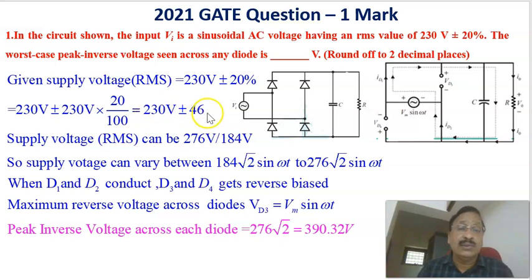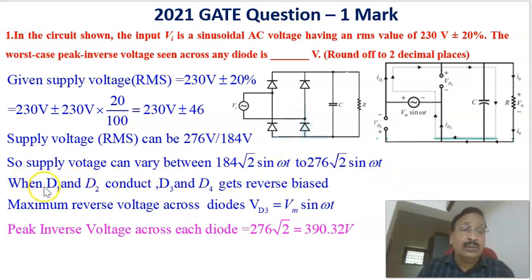Therefore, the RMS value of the input voltage will be varying, in the range 230 plus 46 and 230 minus 46. The RMS value can change from 276 volt to 184 volt, and the maximum magnitude can be multiplied by root 2. Therefore, 276 into root 2 or 184 into root 2. So the supply voltage can be from 184 root 2 sin omega t to 276 root 2 sin omega t.